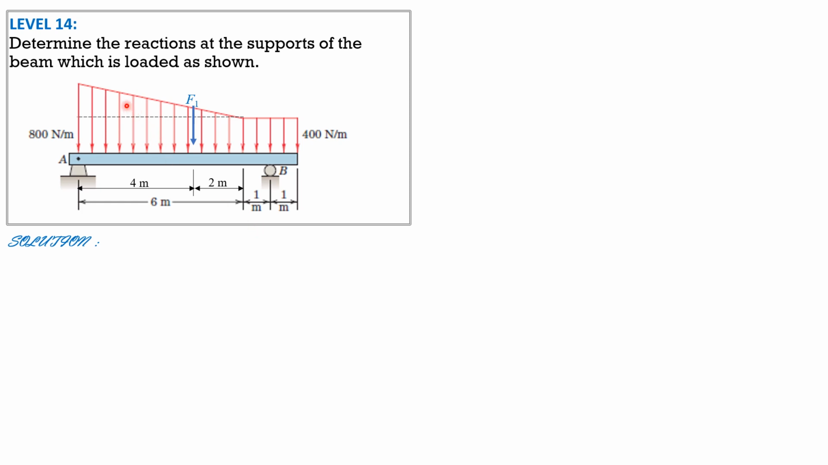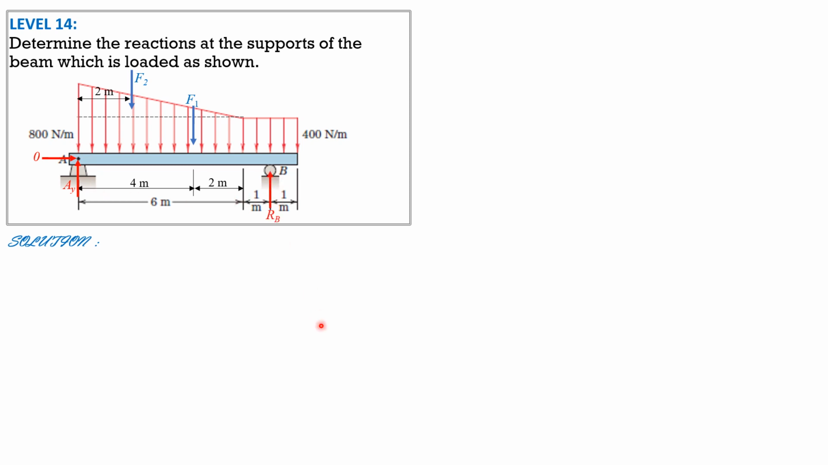Then F2 for this triangular loading, it is 1/3 of 6, so this is 2 meters. And its distance from the right support B would be 7 meters minus 2. But anyway, I will not label it. Then for the reactions, we have AY, AX is 0. So RA is equal to AY, automatic. Then this is R sub B.